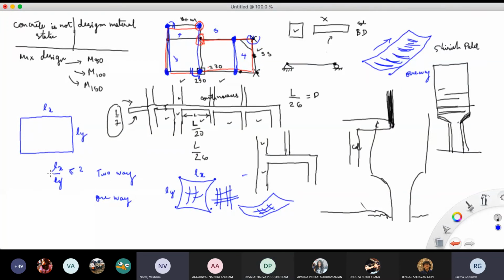squarish kind of like a slab, then it is going to deflect in both the directions. लेकिन वो एक ही direction में बहुत ज़्यादा लंबा है, तो वो only one direction में deflect हो रहा है, जबकि वो longer direction में deflect नहीं हो रहा है.